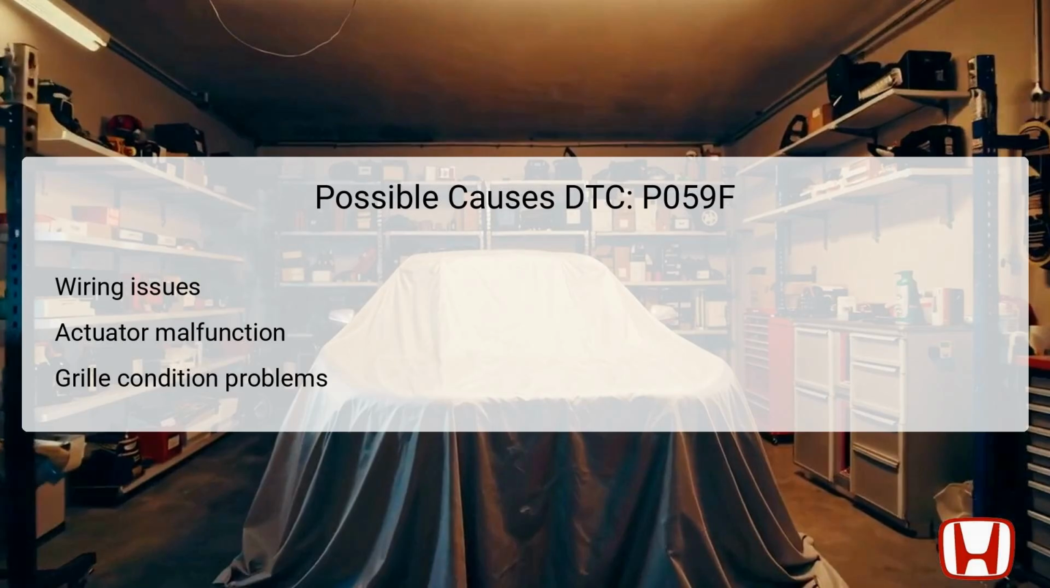Third, the condition of the grille is paramount. Damage or improper fixation can prevent it from sealing or adjusting as required. Additionally, foreign materials lodged within the grille's mechanism can obstruct its operation. Each of these potential causes should be carefully examined during the troubleshooting process to ensure accurate diagnosis and effective repairs.